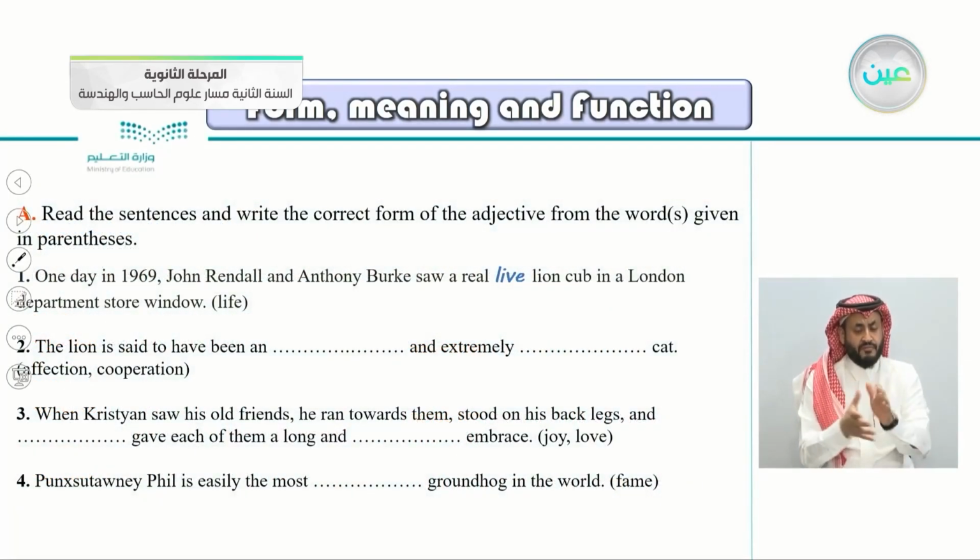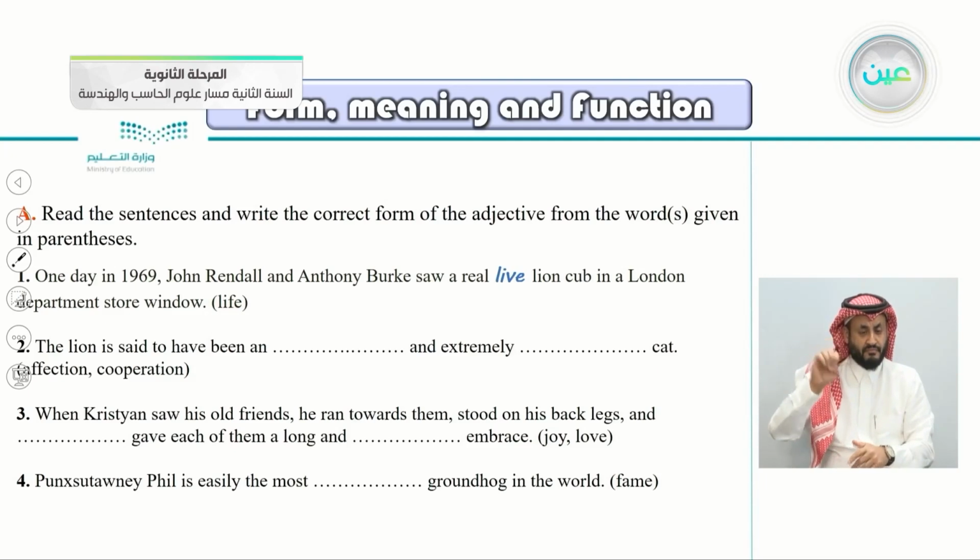Exercise A here, read the sentences and write the correct form of the adjective from the word or words given in the parentheses. Number one, one day in 1969, John Rendell and Anthony Burke saw a real live lion cub in a London apartment store window. So the noun here is life and the adjective is live. So this one is already done.